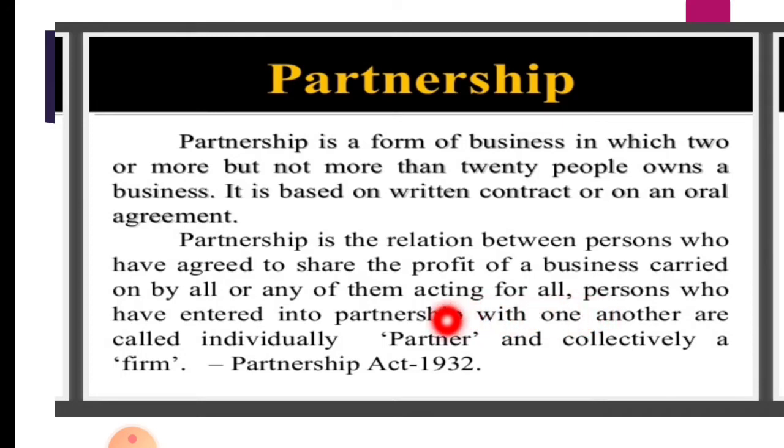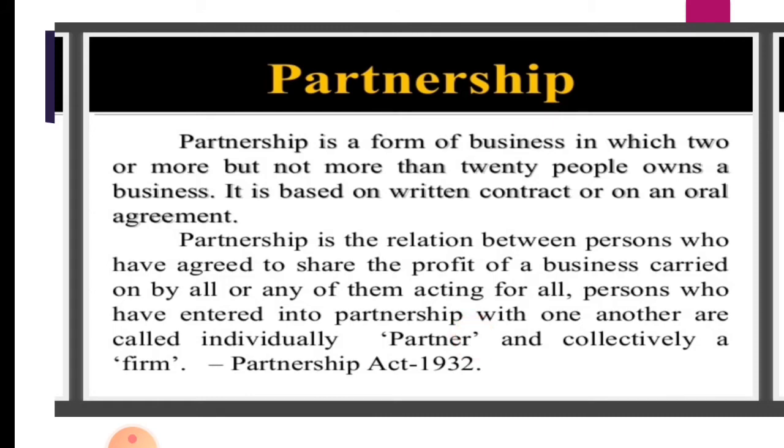Persons who have entered into partnership with one another are called individually partners, and collectively they are called a firm, according to the Partnership Act of 1932. This you should keep in mind. How is a partnership firm formed? There is a one-word type of question. It is formed according to the Partnership Act of 1932.